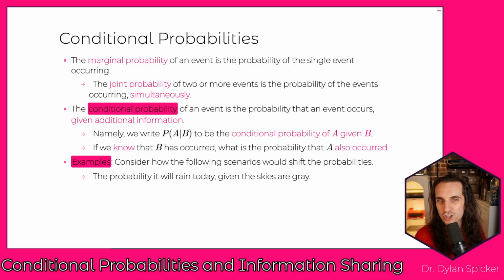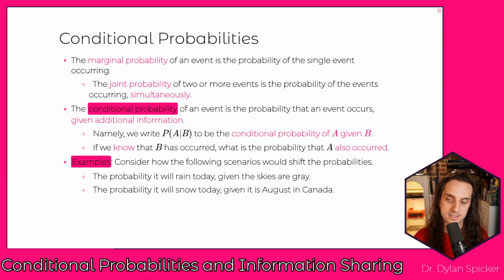This information is going to change our belief about the world. It's probably more likely that it rains today if the skies are gray compared to if the skies are not gray. Right? And so that's a conditional probability statement.